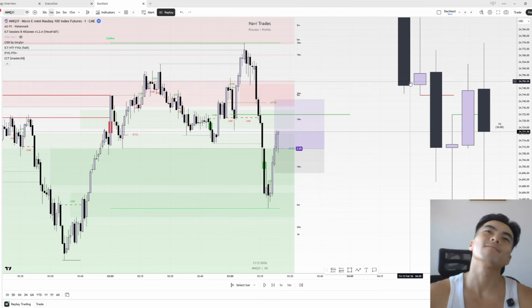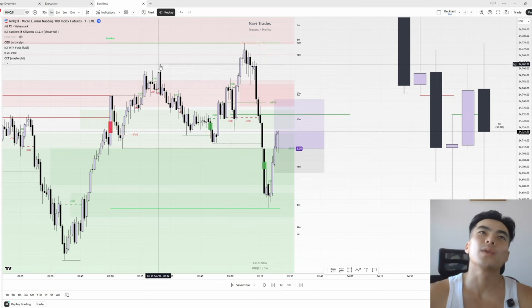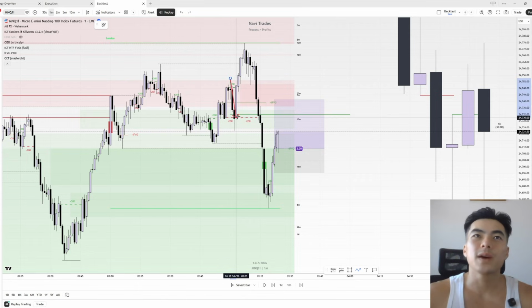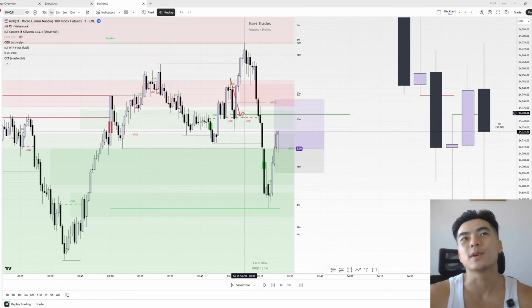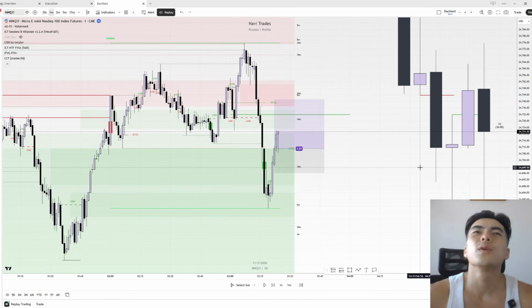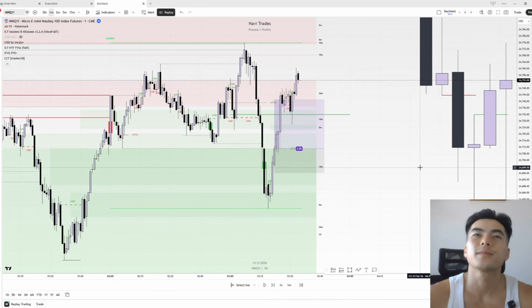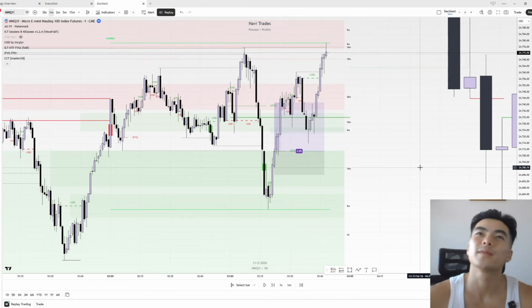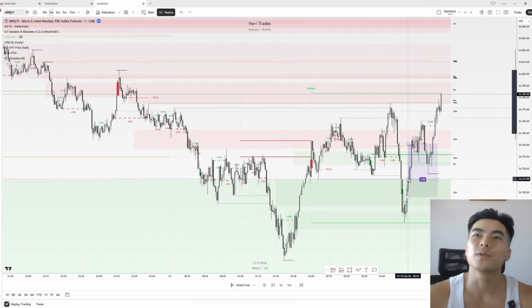Actually, looks like we already took the draw on liquidity early on during the POI. As you can see, we had a little dip down into the POI and then we bounced off. So I don't love this because of that. So I would not take this, even though I believe this ends up winning. Yeah. I cannot mark that off. Unfortunately.